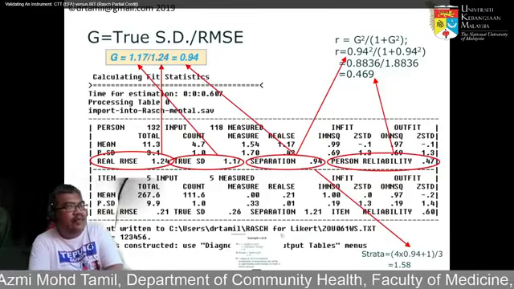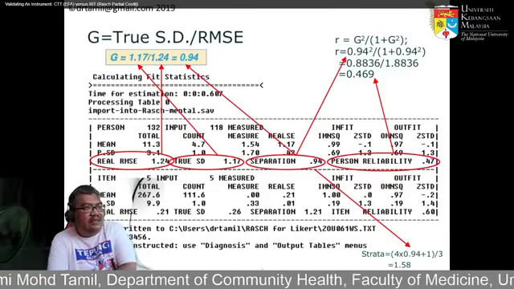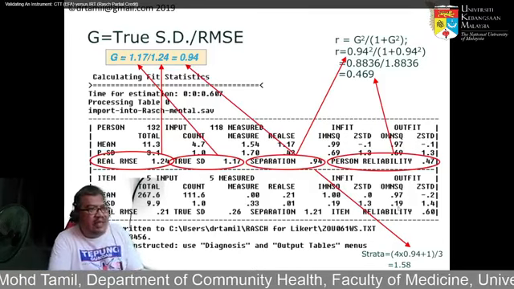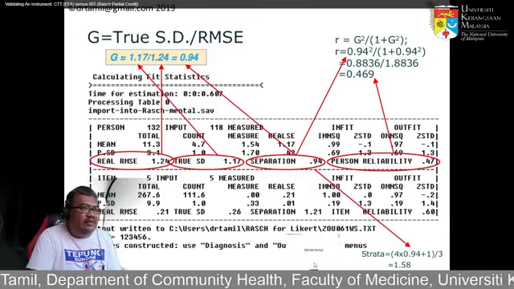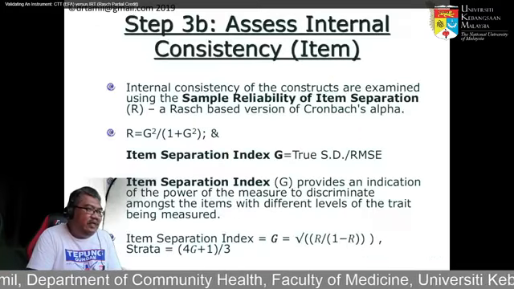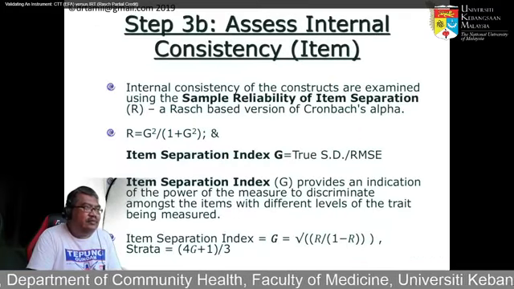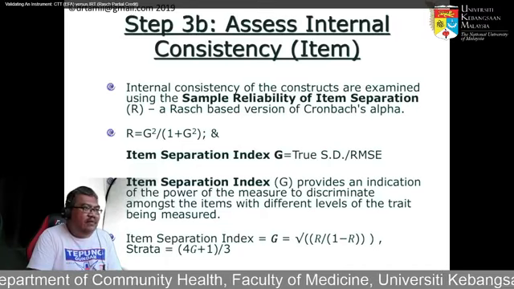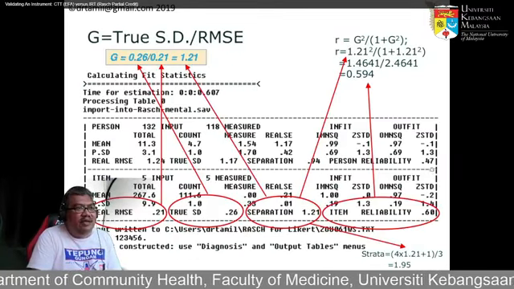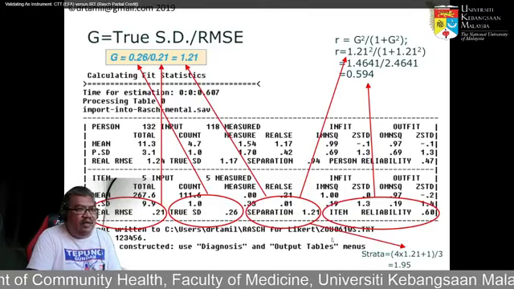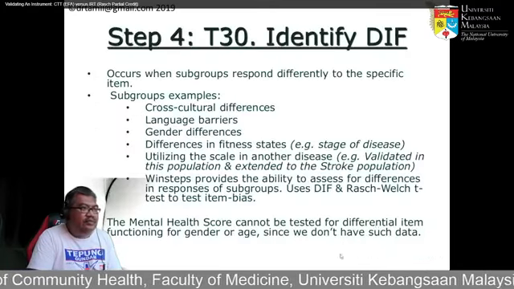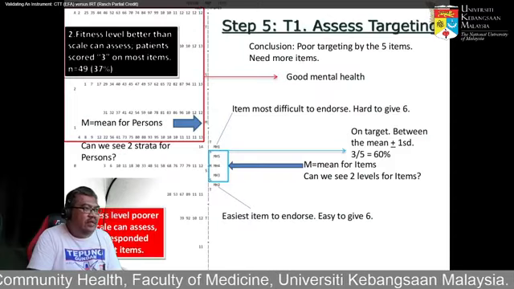Okay, we look at internal consistency, we already covered this. This is the RMSE, SD, separation, percent reliability, and you can see it has very, very low reliability, 0.47. Very sad, but very low. So for the item, again, we have item reliability of only 0.6, so we have a problem there also.